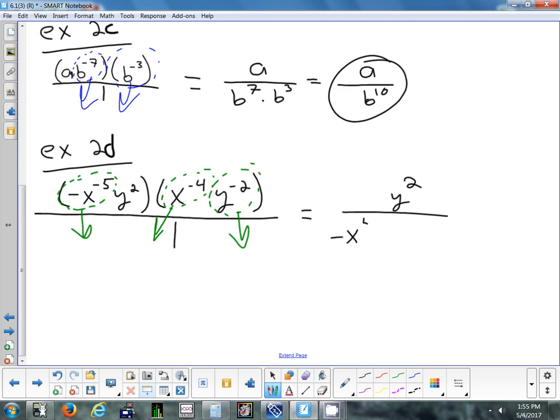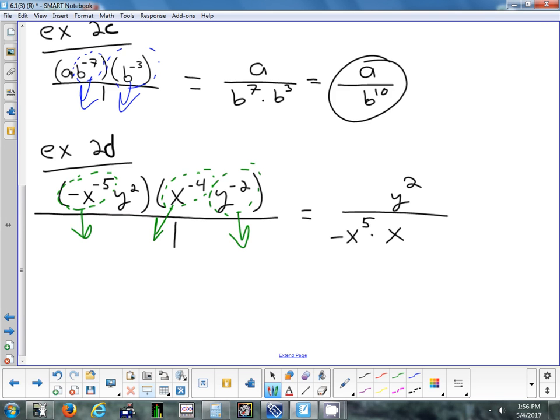Perfect. Negative x to the 5th. Okay? That negative doesn't go away on the x. It's not part of the exponent. Only negatives in the exponent go away. We don't have to worry about that anywhere else. Okay, so we have negative x to the 5th. What else?